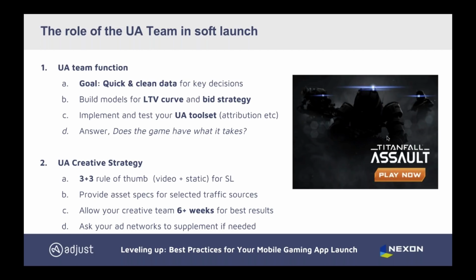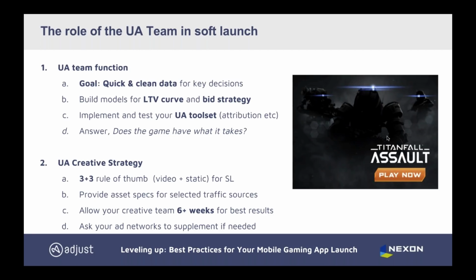So when we're in the soft launch phase, the goal for the UA team, we really see ourselves as a service at that point to the developer and to our product team. We want to provide quick and clean data for our company so we can make the right business decisions. Besides that, we also want to use the soft launch period as a chance to build some of the models that we have to use to operate UA. So this is things like figuring out our bid strategy, mapping out the LTV curve of the game.